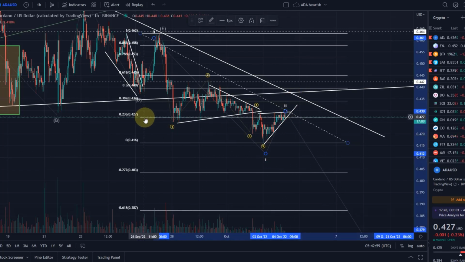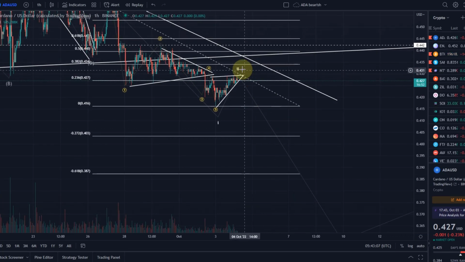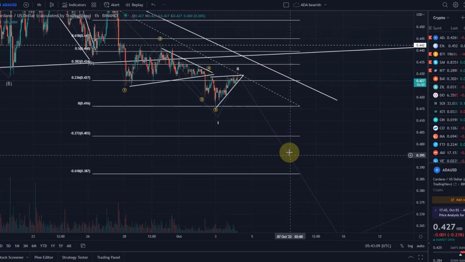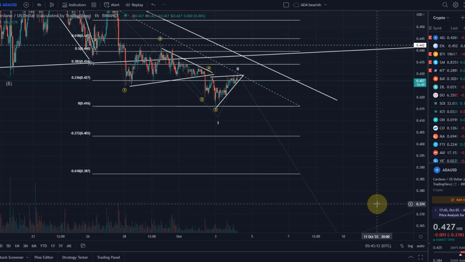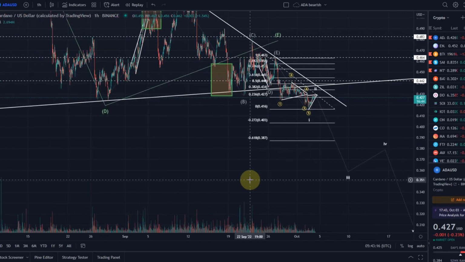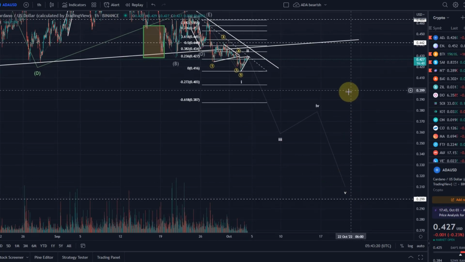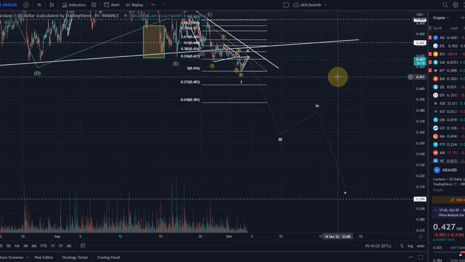We have reacted to that FIB level, we've been hovering around that level, and we've got this ascending wedge. So if we see this break to the downside, that's an indication that we will push straight away down in wave 3 to that 36 cent level. And overall, an ideal level for ADA to complete the bear market would be around 30 cents. That is the 88.7% FIB level.